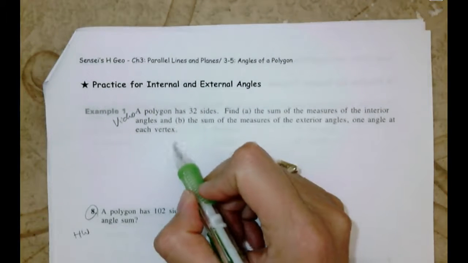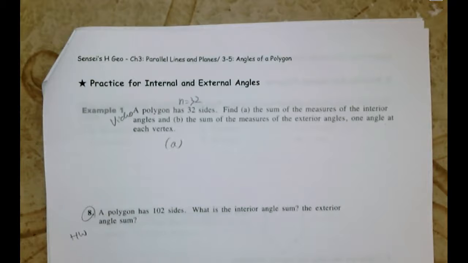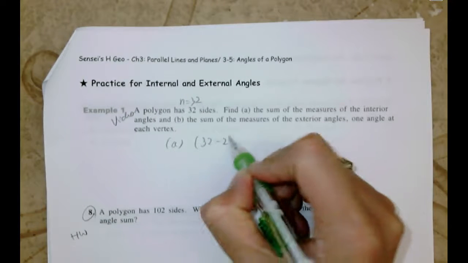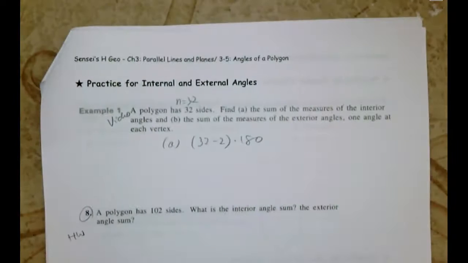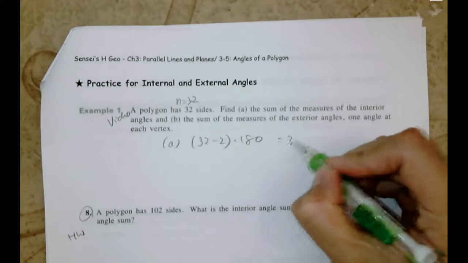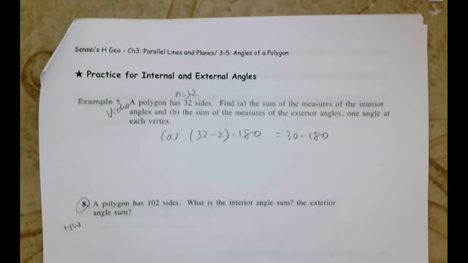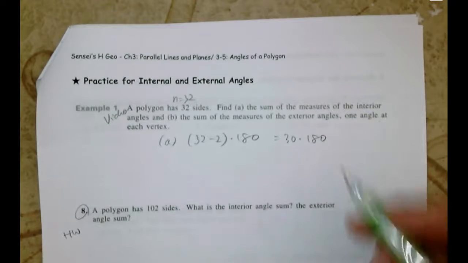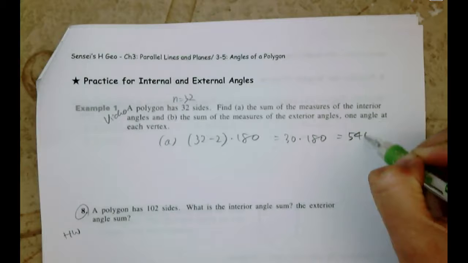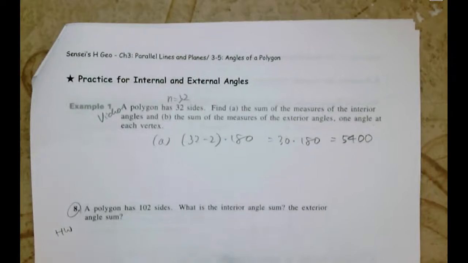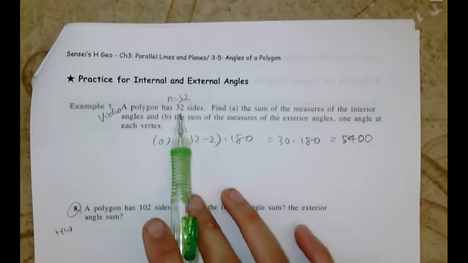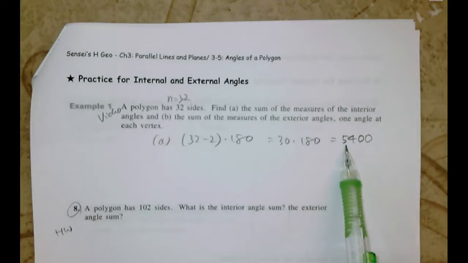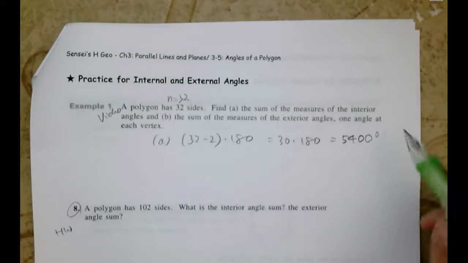All right. So A, n equals 32. Right? 32 sides. So 32 minus 2 times 180 should give you the interior sum. So that means 30 times 180. And what would that be? 5400? That's a lot of angles. The angle sum of the 32-gon is 5,400 degrees. That's very close to the circle.